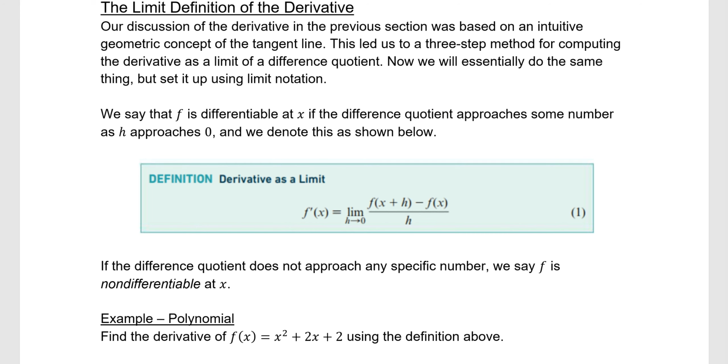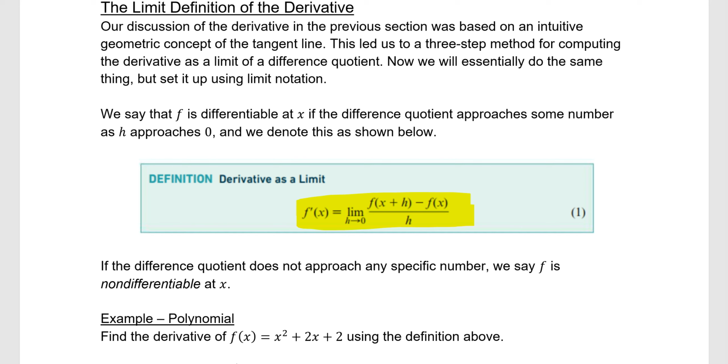So the derivative as a limit is going to be f prime of x, the derivative of f, equals the limit as h approaches 0 of f of x plus h minus f of x all over h. And sometimes it'll happen where the difference quotient doesn't actually approach any specific value. If that's the case, that means f is not differentiable, or non-differentiable, at x.